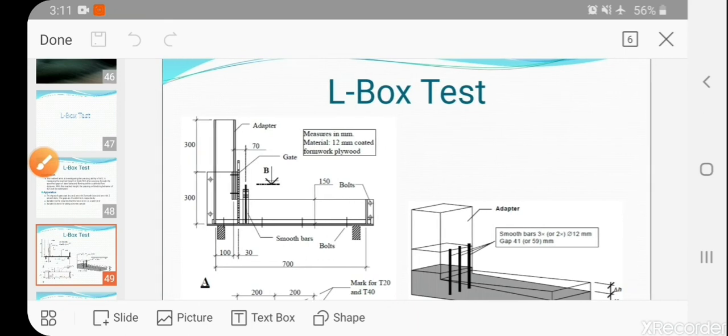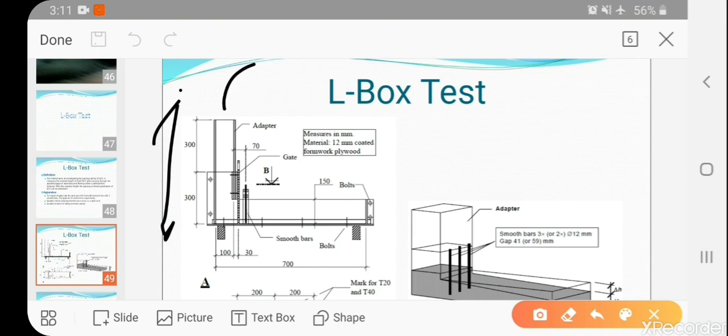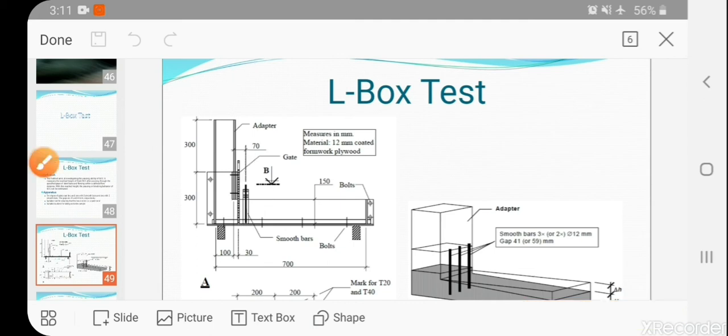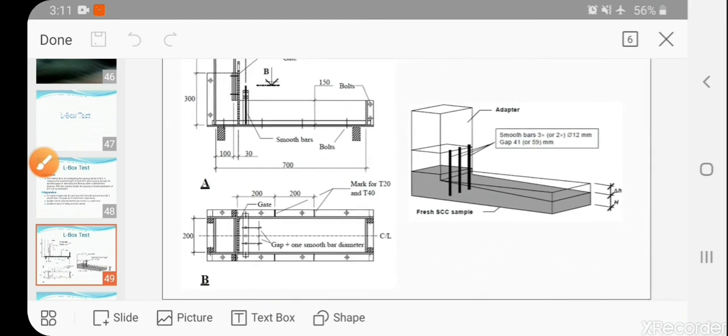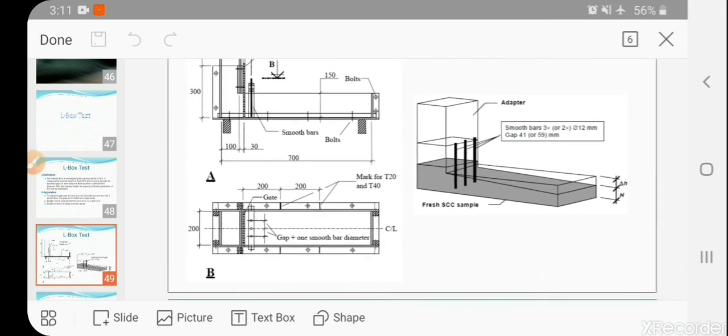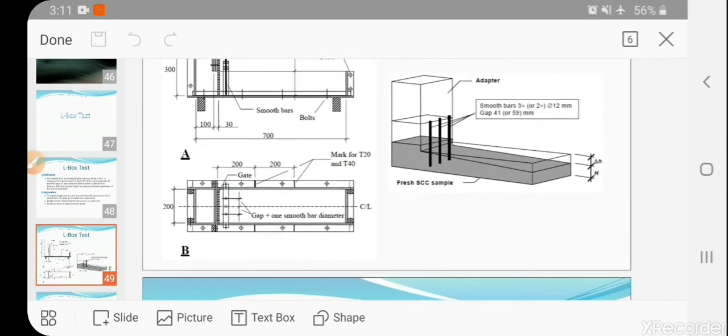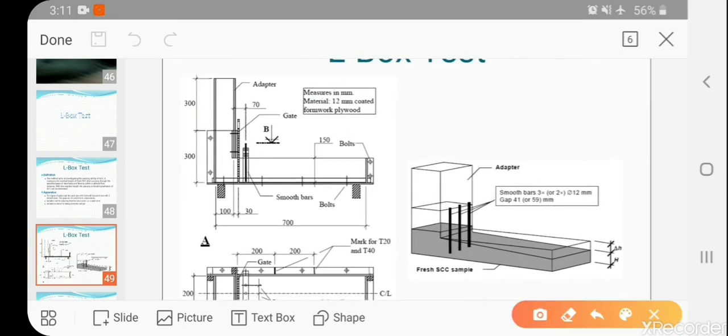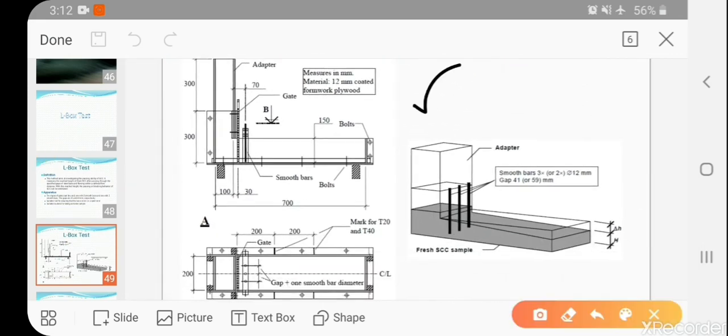You can see the dimensions here. The total dimension of the L box will be 600 by 700. This height will be 600, and here we are filling the concrete, and the base will be around 700. Here we have kept a lock, nothing but a gate. After filling the concrete, we just need to lift the gate. After lifting the gate, the concrete will spread over the base area. So the concrete will flow like this.